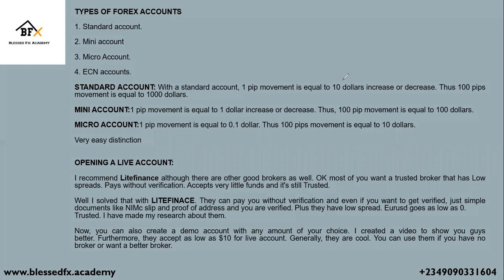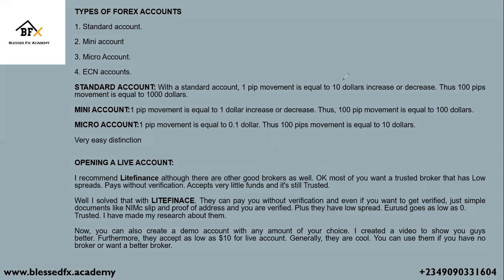Now, I recommend Light Finance because, although there are good brokers out there, Light Finance can pay you even without verifying, doing your KYC. If you don't have documents, you can do a local transfer from your bank and also be paid through local transfer. They will not allow you to use ATM and PayPal and the likes if you have not verified, because they want to be sure you are from the country you claim. Since you don't have, let's say, a driver's license, ID card, or NIN, you can make use of local transfer, because if you are from Nigeria, they will be able to tell from the bank.